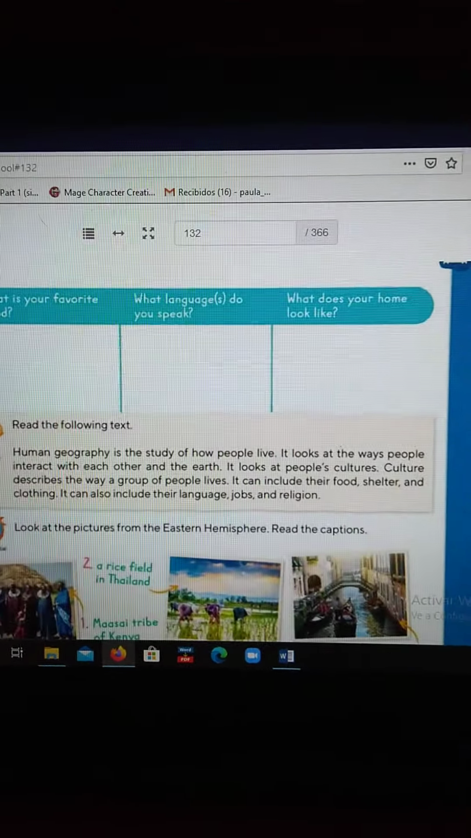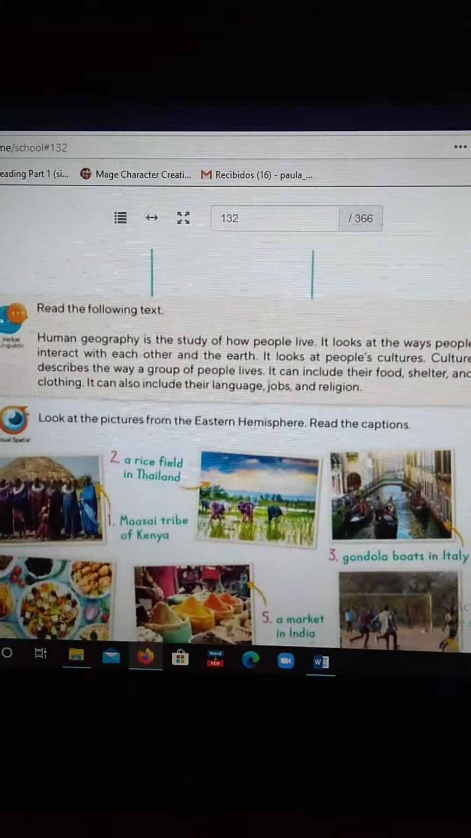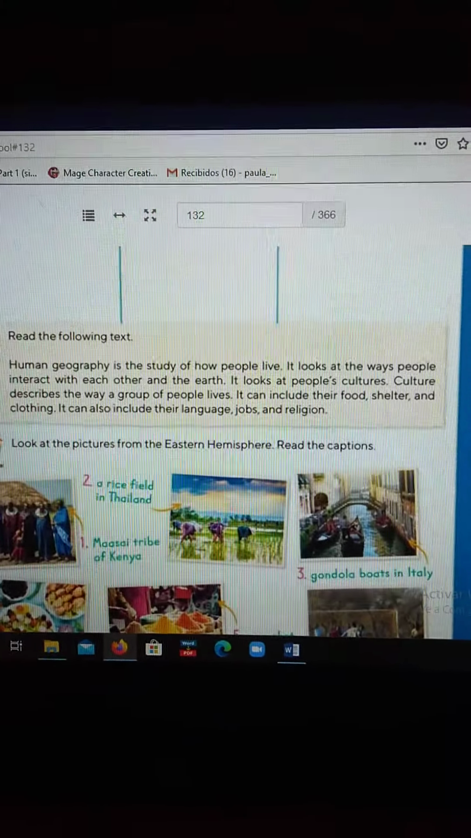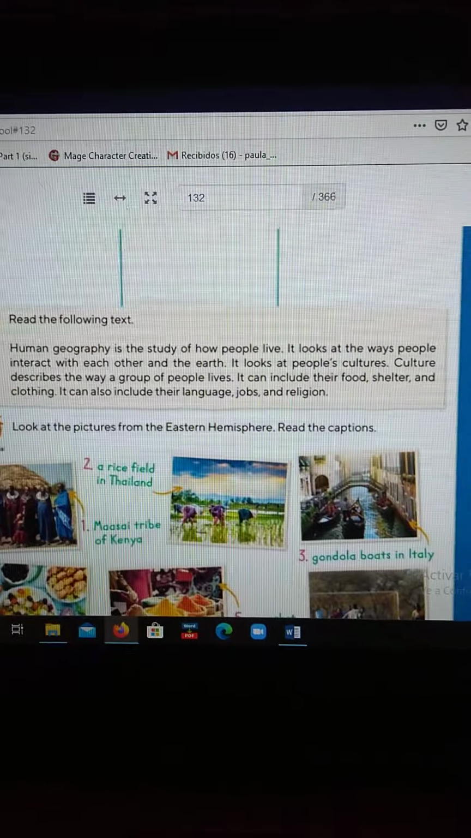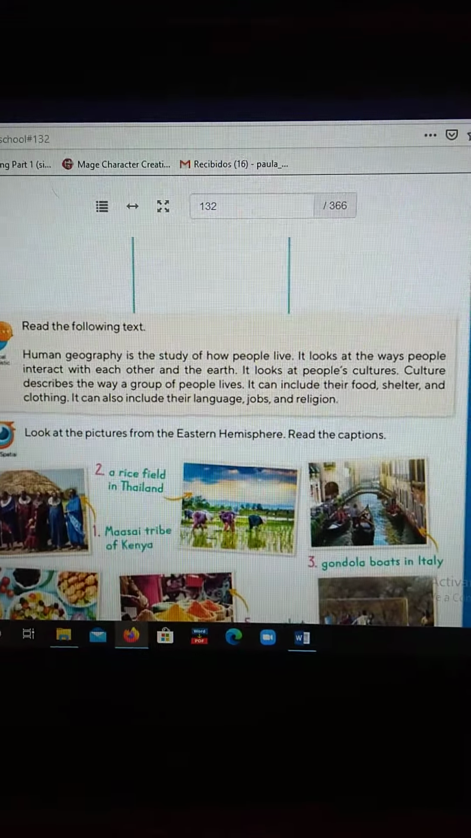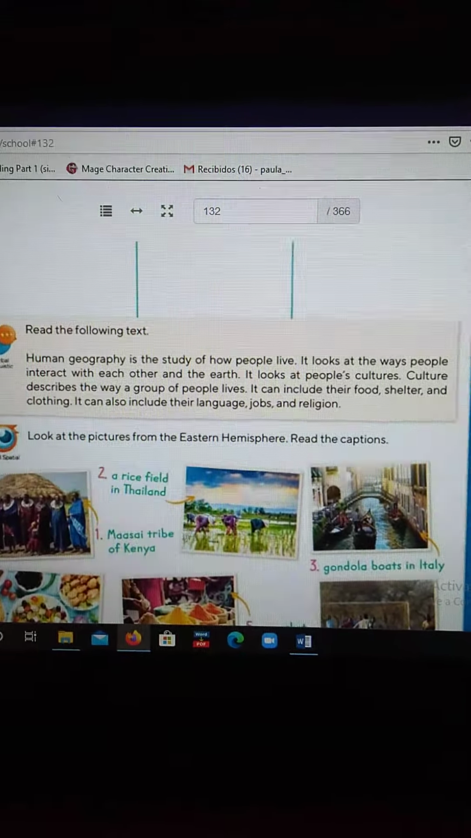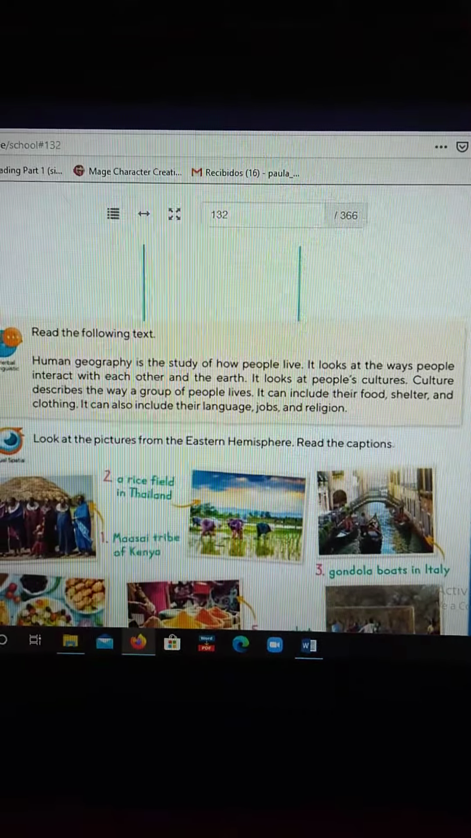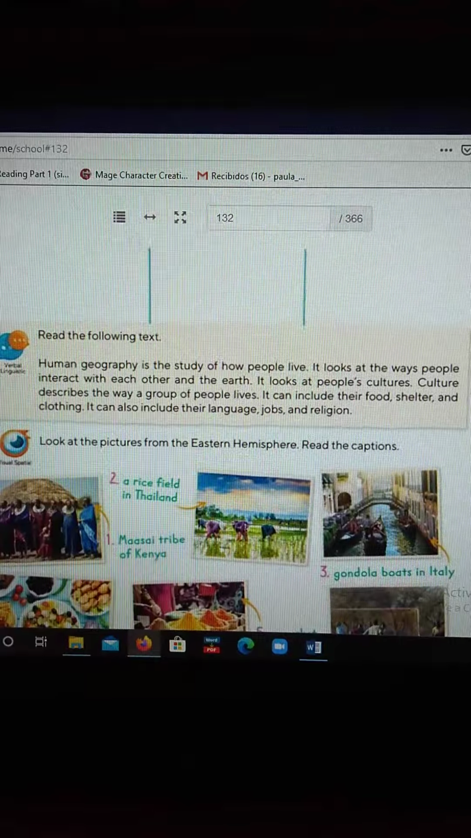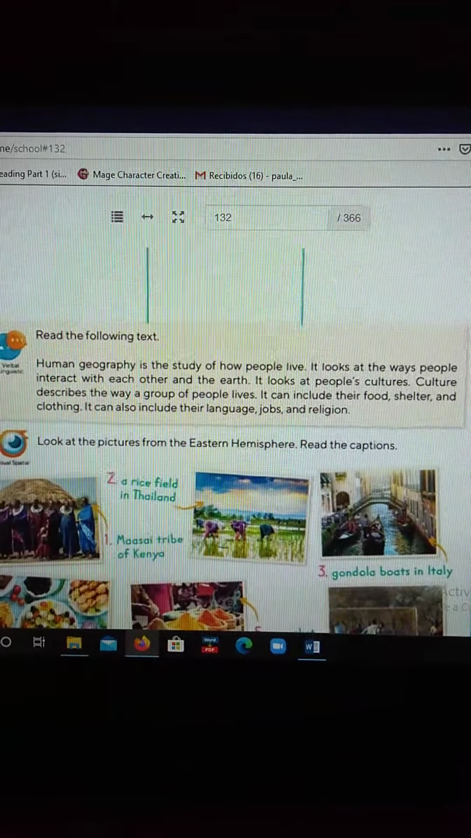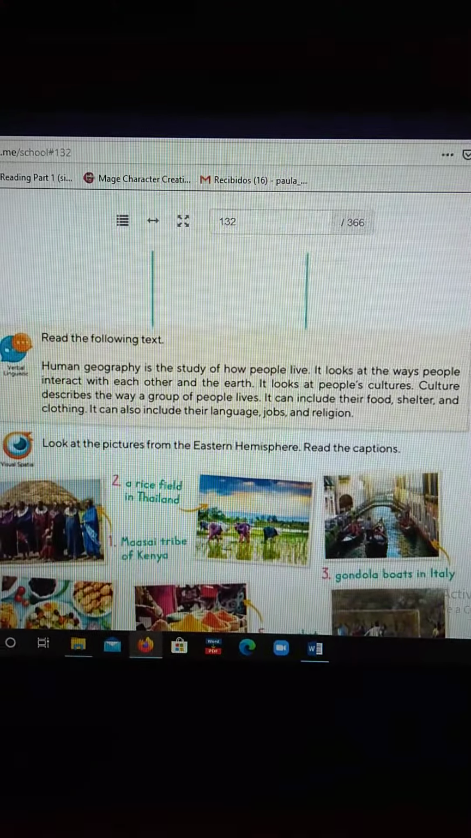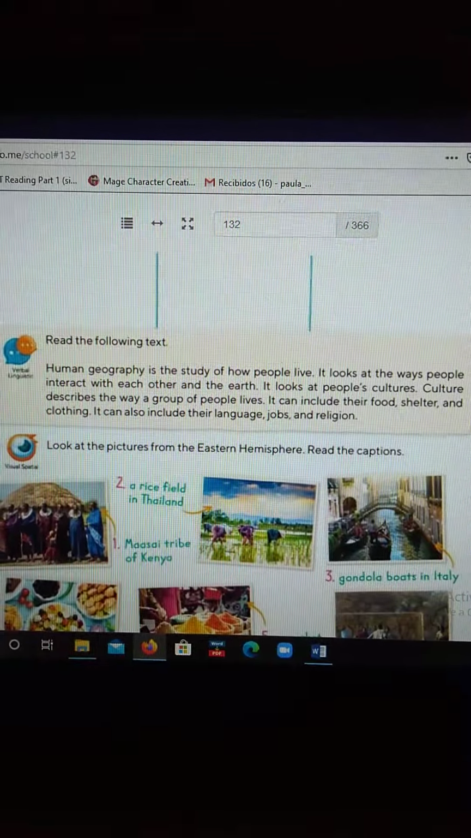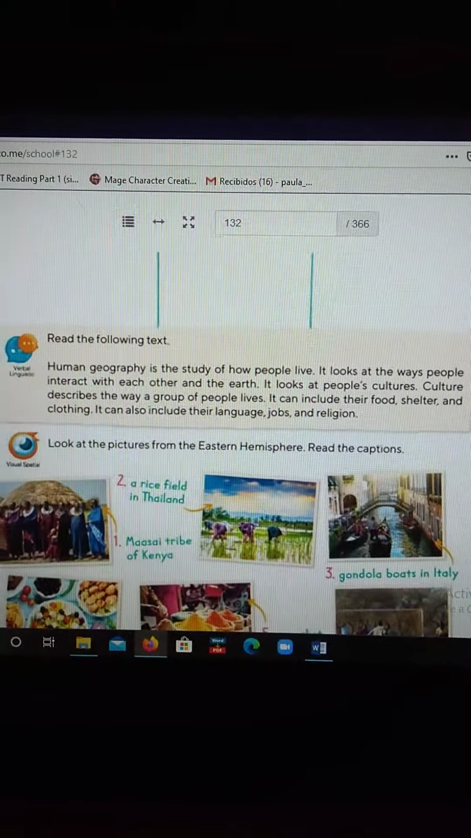Now, read. Human geography is the study of how people live, okay? It looks at the way people interact with each other and the earth. It looks at people's culture. Culture describes the way a group of people lives. It can include their food, shelter, and clothing. It can also include their language, jobs, and religion.